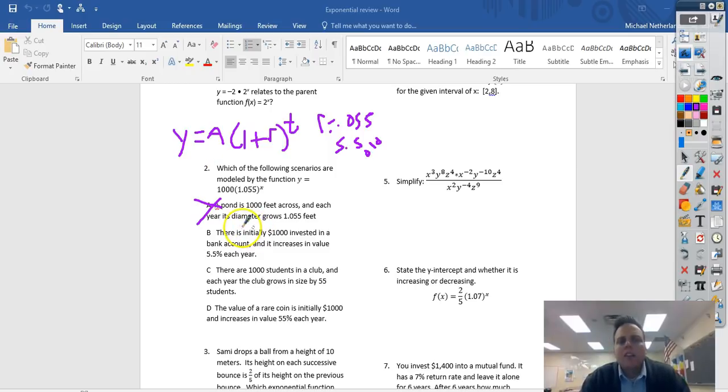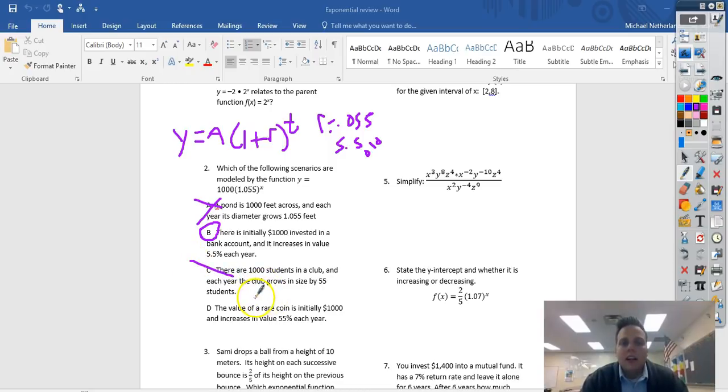B, there is initially $1,000 invested in a bank account and increases in value 5.5% each year. That looks like it could be my answer, okay? Initially 1,000, that's your A, starts off at 1,000. We realize that R was 5.5%, which is what we have right here. All right, so let's read some of the others. There are 1,000 students in the club, and each year the club grows in size by 55 students. That's not a percentage growth.